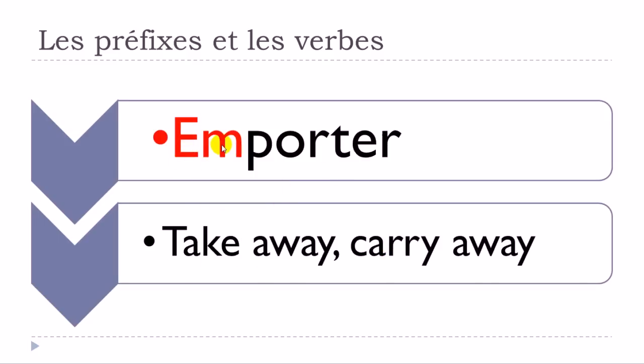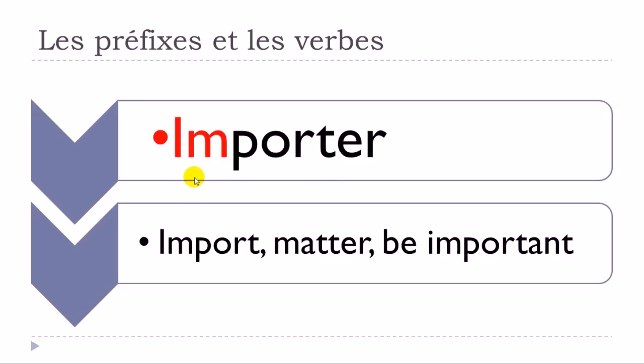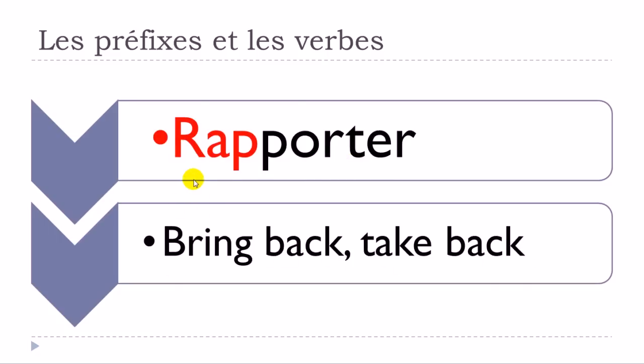Then it's possible to add E-M, so you will get emporter. Okay, emporter, and here is the translation. Ex, exporter. Well, this one is actually quite easy to translate. Then it's possible to use this im in front, so importer. Okay, you can hear the translations. And it's possible to use this RAP, so rapporter.